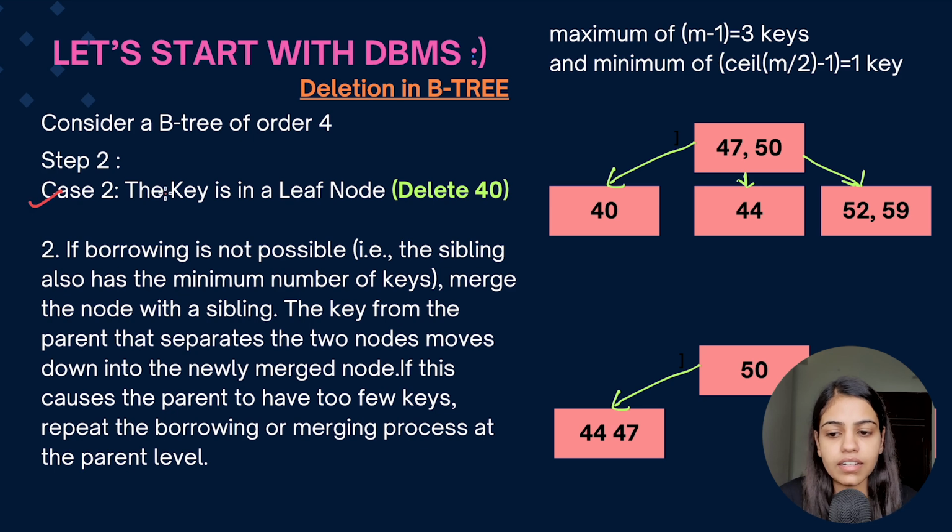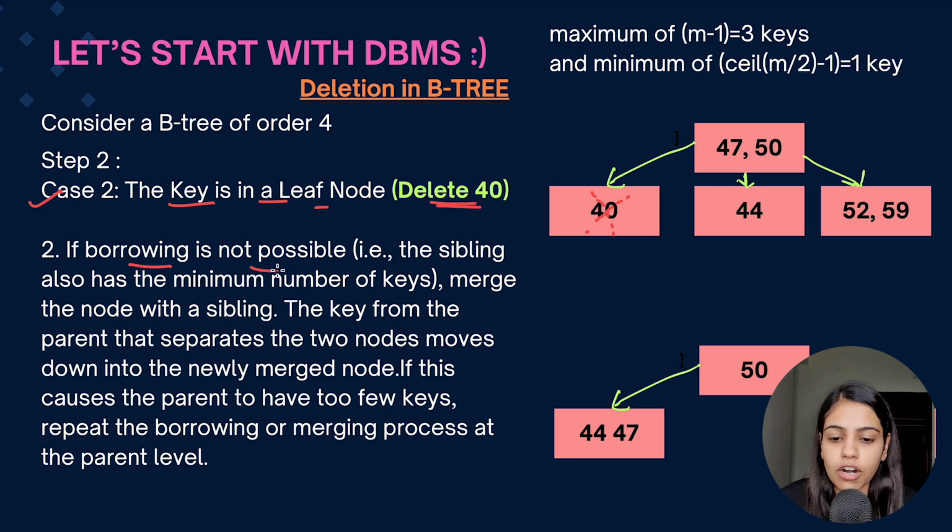Now consider another case that the key is again a leaf node, but when we are deleting a given key, it can't even borrow from the sibling because the sibling also has the minimum number of keys. So consider that I have to delete 40. And I can't borrow from my sibling because the sibling also has the minimum number of keys which is required. If I borrow from the sibling, it will be short of the key, right? So in that case, merging happens.